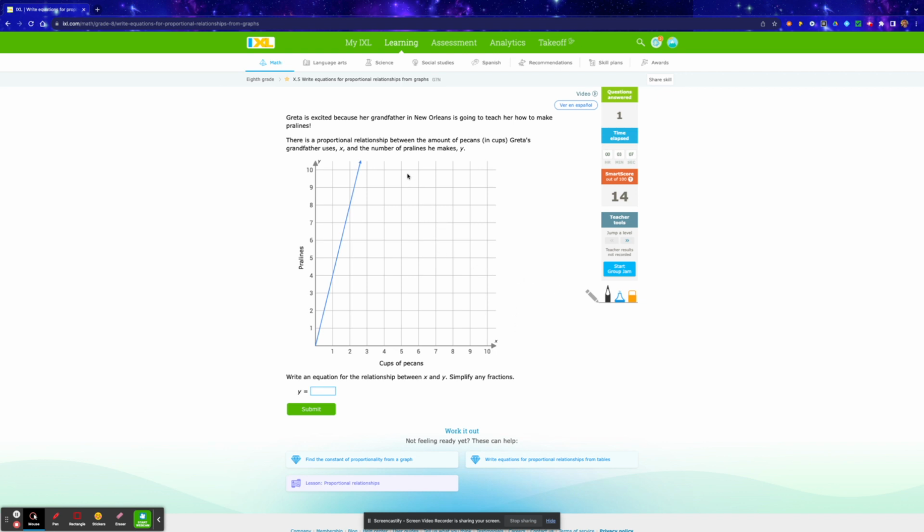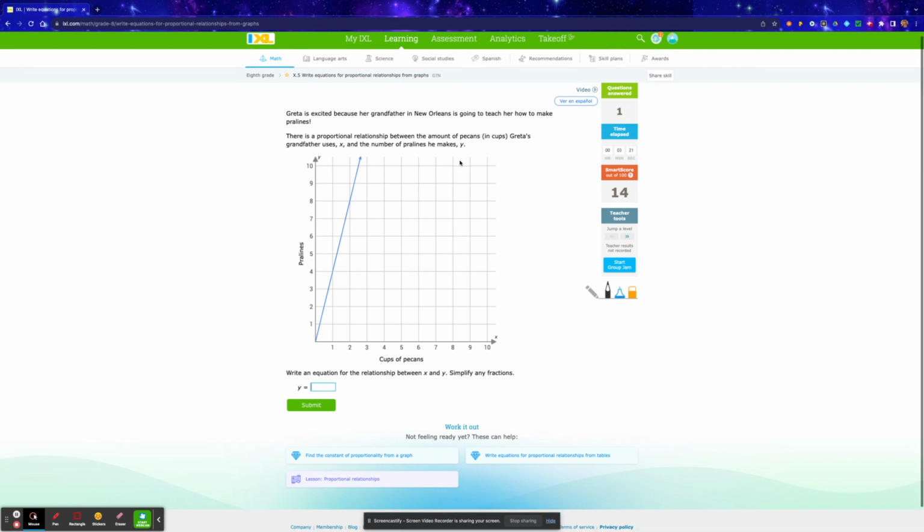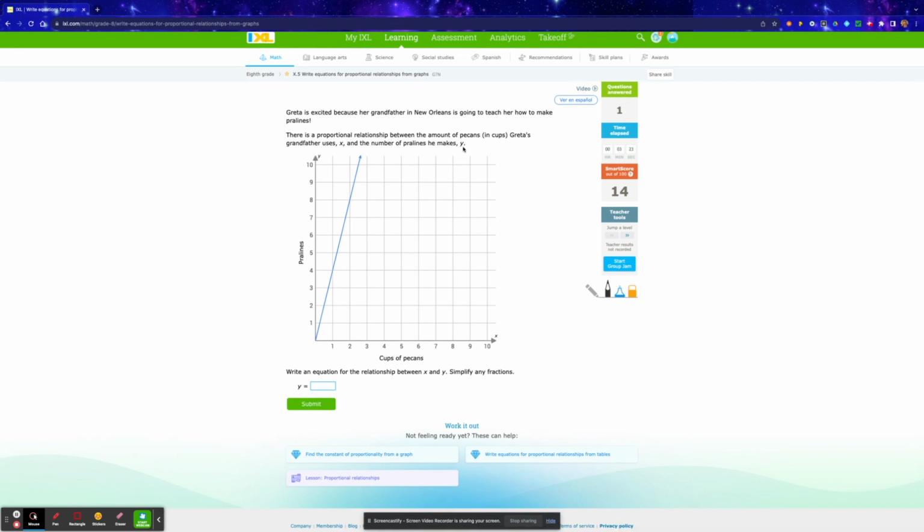All right, if you look at this, again, it talks about Greta and her is excited. Her grandma from New Orleans is going to teach her how to make pralines. There's a proportional relationship between the amount of pecans in cups that her grandma uses and the number of pralines he makes. Oh, her grandfather. I thought it was her grandma. My bad. Sorry. Hate the stereotype. So again, we need to write the equation. We know y equals the slope times x. So look at the line and find the slope.